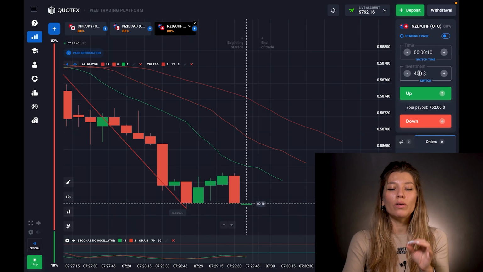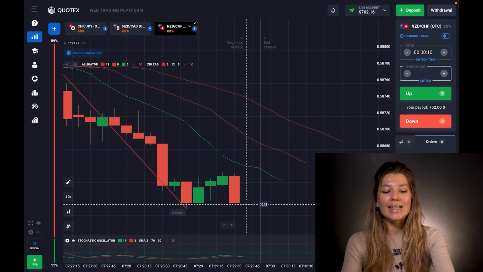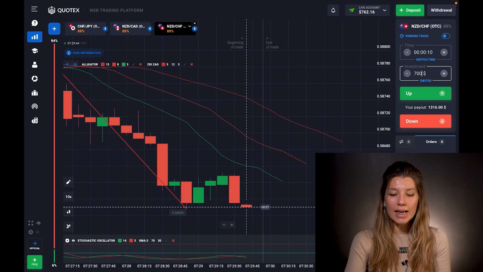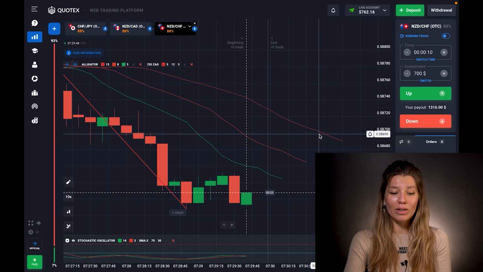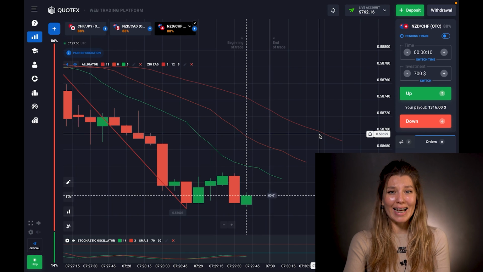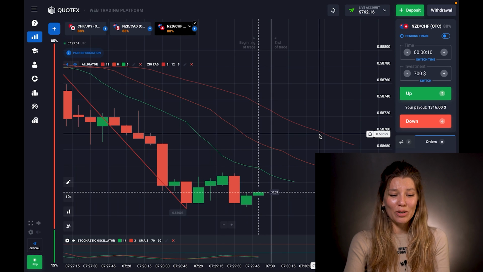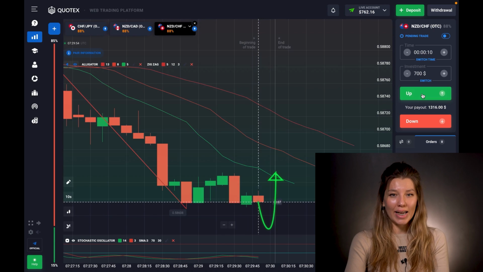So, okay, here I want to change my investment to $700. Yes, guys, and it seems really much more interesting now. And I think I will do one more trade here for 10 seconds only. And here, be ready for call option right now.